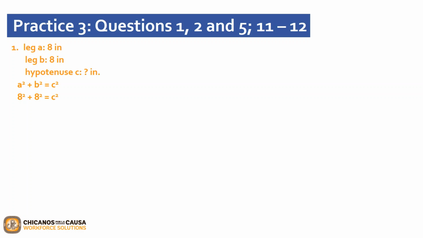When we simplify it, it's going to be 64 plus 64, giving us a total of 128. So then we have 128 equals c squared. So in other words, we need to find the square root of 128 in order to solve for the hypotenuse. We have an answer. So the square root of 128 is 11.3. Therefore, the hypotenuse is 11.3 inches.